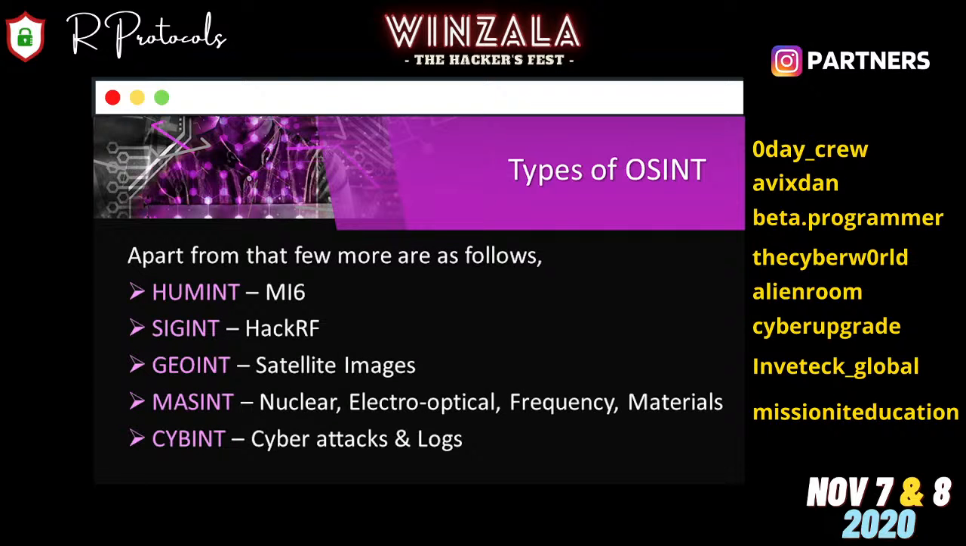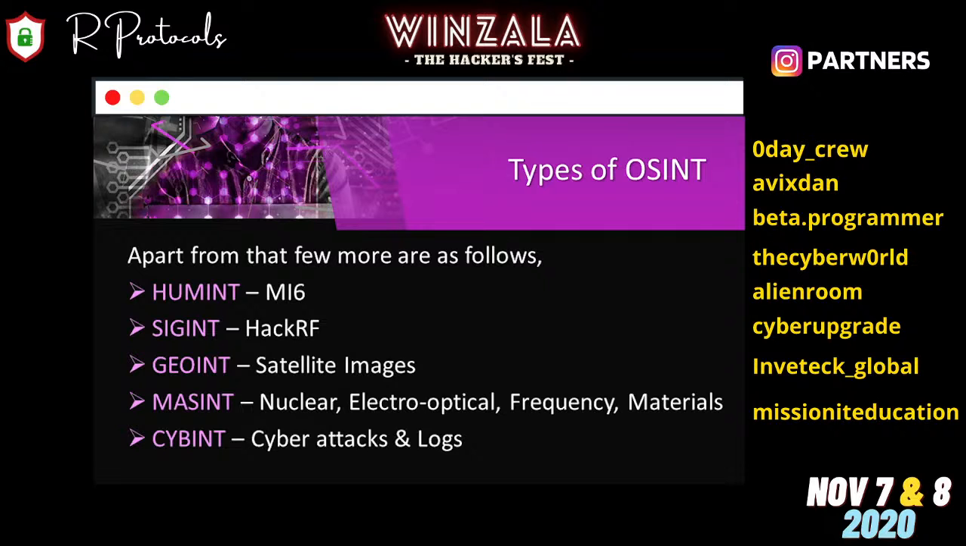In depth, we have further classifications like human intelligence, which is basically used by MI6 and government officials. They use human intelligence to gather information about cyber criminals as well as any person they want to. The other is signal intelligence, which is used to gather information from any kind of signals, whether a radio signal or others, using hardware devices like HackRF One or a software defined radio or any kind of signal receivers.